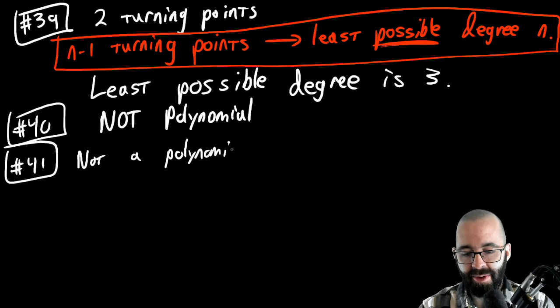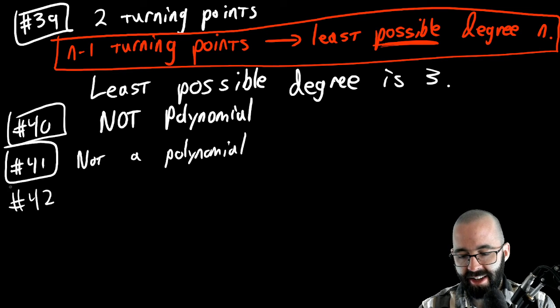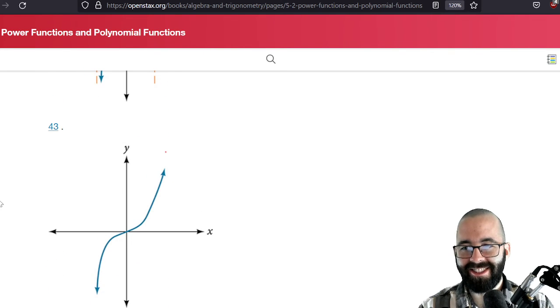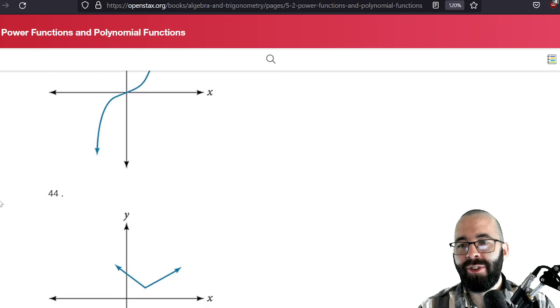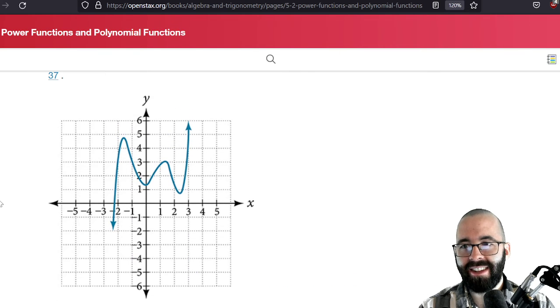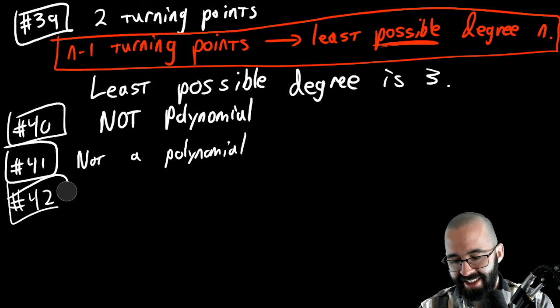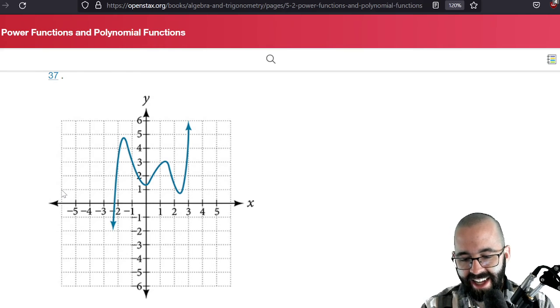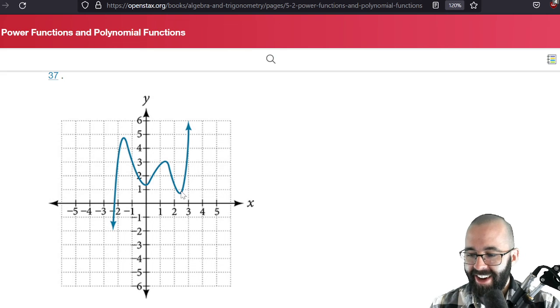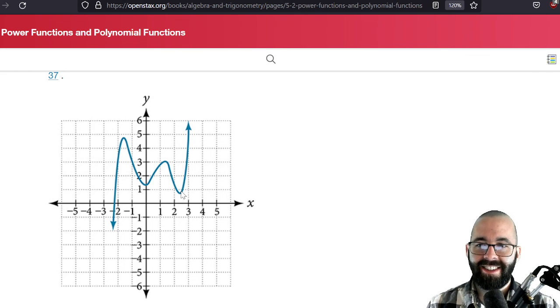All right, we can't end on that. Let's do one more. Let's look at another polynomial. Well, 42 is not a polynomial either. 43 could be a polynomial. What about 37? That's definitely looking like a polynomial. How many turning points are there? 1, 2, 3, 4 turning points. 4 turning points means this is least possible degree of 5. All right, so you could look at it that way. That's it for this video. Good luck. Bye-bye.